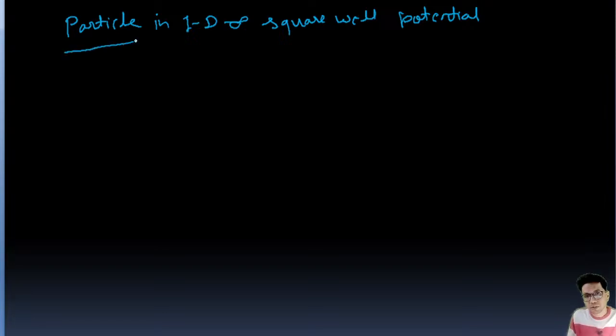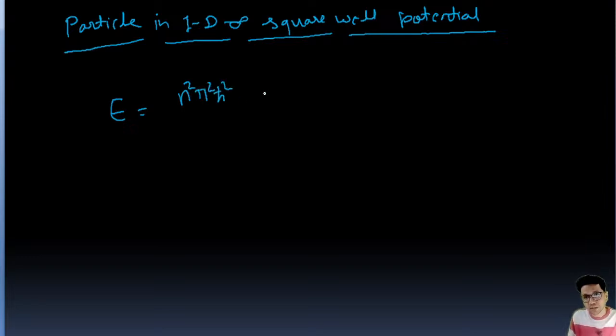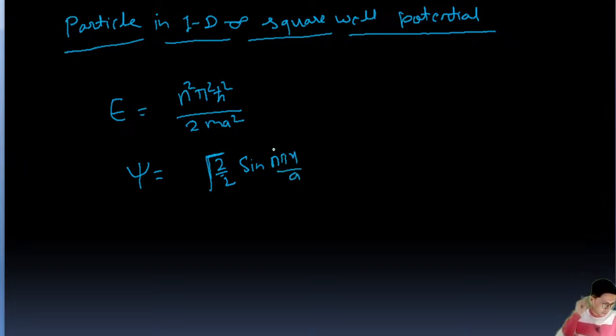This we were studying, and I have derived the energy for this, and that was n square pi square h cut square upon 2 m a square, and this is for the potential which is asymmetric potential, which I have already discussed in my last lecture. You can watch that lecture. Also I have derived the wave function, that is root 2 upon L sine n pi x upon a. That's what I have derived in last lecture.